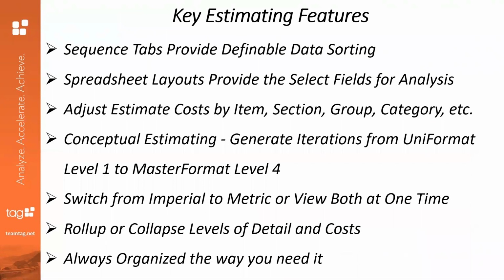Next we have adjust estimate by cost, or estimate cost by item, section, group, or category. And keep in mind that whenever you make any cost changes inside of the estimate, it only affects the estimate. It does not ever affect the database.